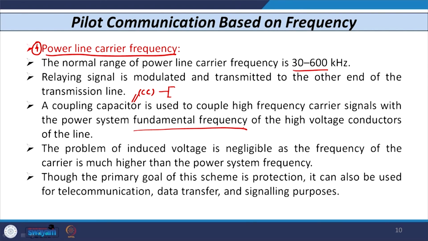The main problem is the induced voltage. Of course, that is very negligible, but this type of problem is there in the actual field, because when any other line is passing or another conductor is there, there are chances of induced voltage on the parallel conductor. So, we need to take care of that when we use such a scheme. Of course, we can use this along with teleprotection, and we can use this scheme for other applications also, like telecommunication, data transfer, signaling and communication purposes. Such a scheme is known as power line carrier frequency.